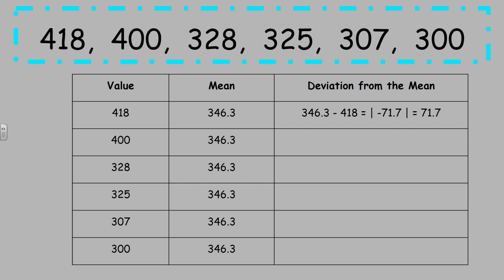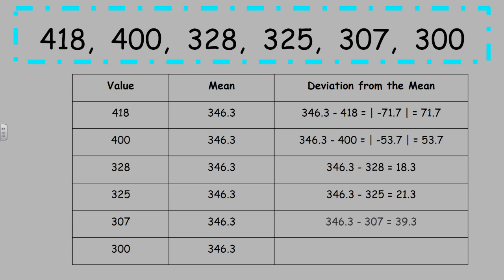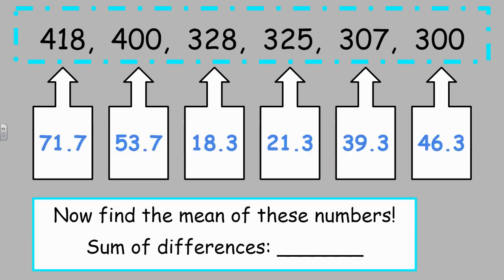So the deviation from the mean in the first value is 71.7. In the second value, it is 53.7, 18.3, 21.3, 39.3, and 46.3. If you did not have these in your chart, pause the video and redo your subtraction. Here's just another view of the deviations written next to those numbers.